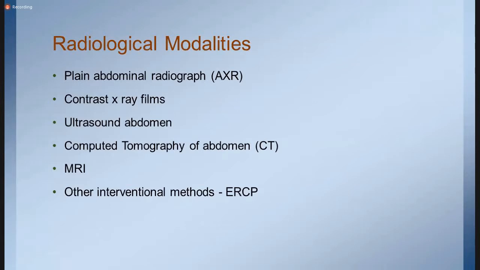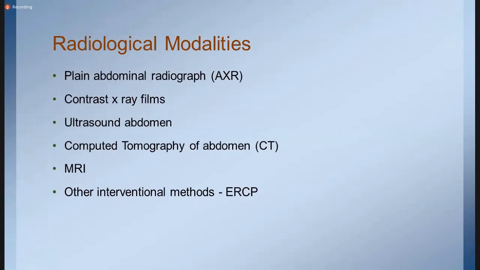Normally we start with planar abdominal X-rays. Then we have X-rays with contrast of the abdomen, and then we have ultrasound abdomen, and then we have CT scan, which is the computed tomography of the abdomen. Then we do the magnetic resonance imaging of the abdomen to look for any GI pathologies.